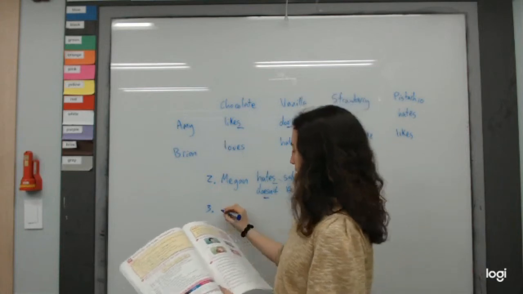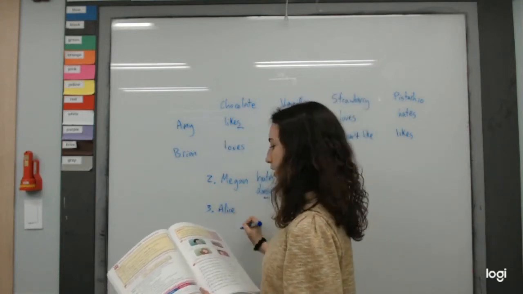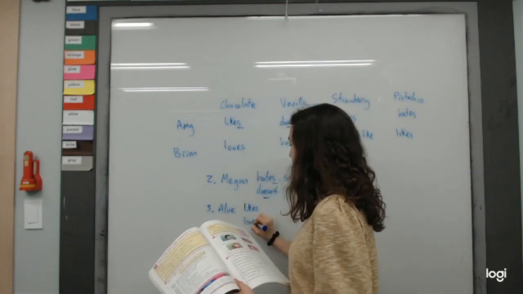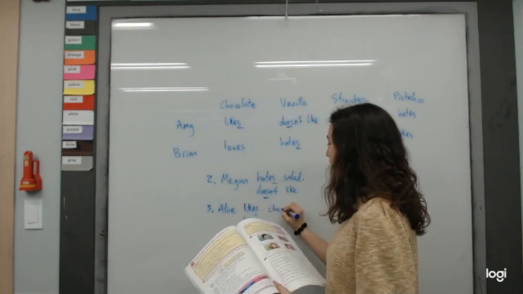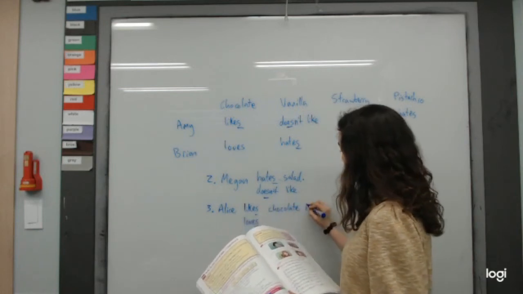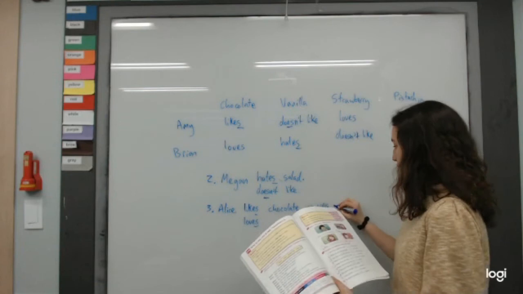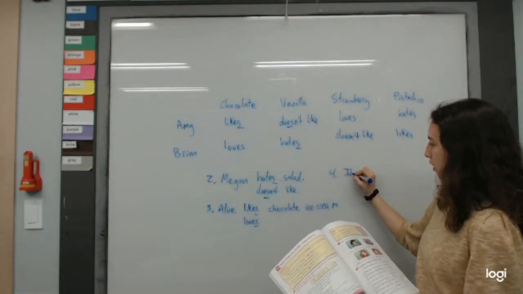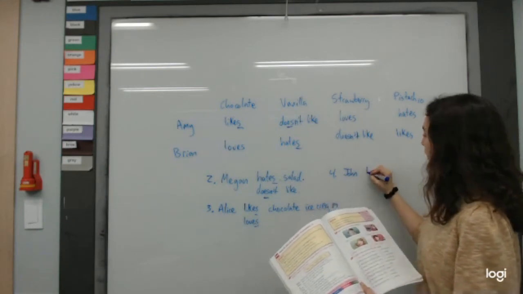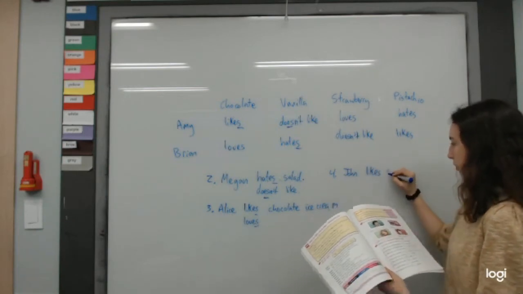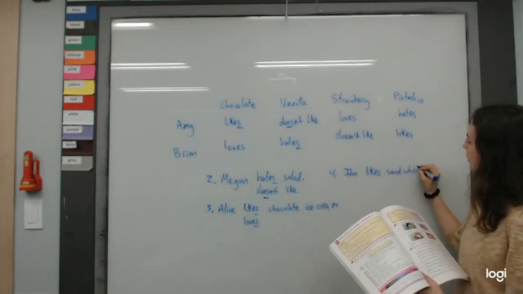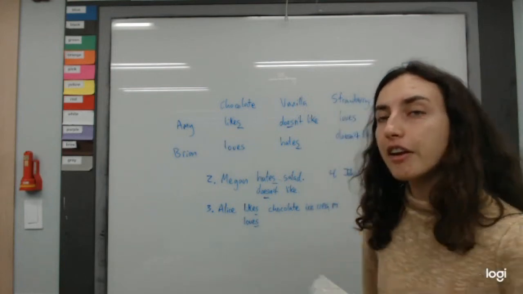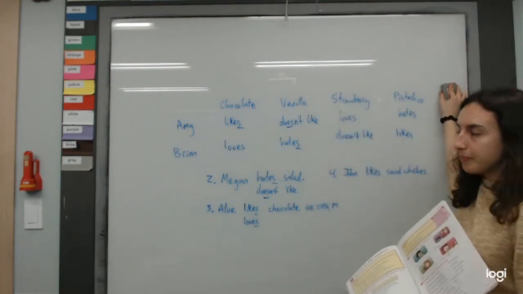Next one. Alice, we have two choices. Likes or loves. Both okay, but we need S. Likes or loves chocolate ice cream. And the last one, number four, John likes sandwiches. Okay, so finish. Okay, finish tapping your erasers before I erase, okay?